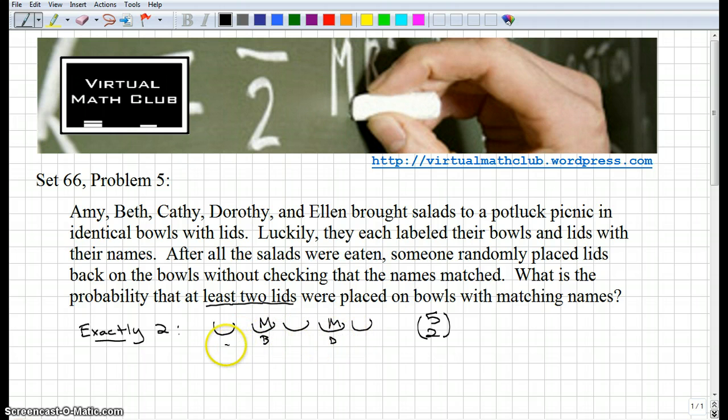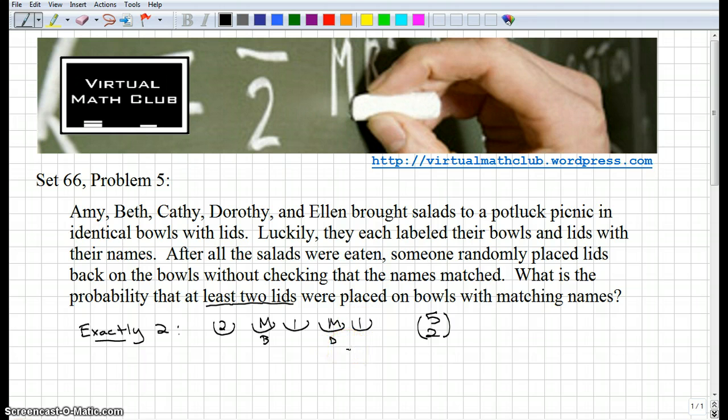But now we don't want them to match. So if this is Amy's bowl, we can't put Amy's lid on Amy's bowl if we want exactly 2 matches, because we've already chosen the ones to match. So we have 2 choices for lids to put on this bowl, because it can only be the ones that don't match. So 2 of them don't match and 1 of them matches. So we have 2 choices. Then the other 2 lids have to go on these other 2, and they can't match. So there will be essentially 1 choice for this and 1 choice for this. Does that make sense?